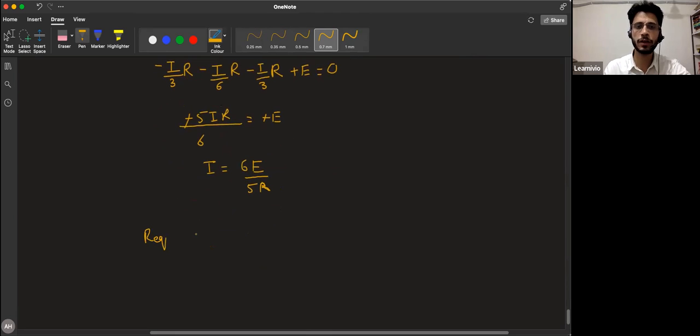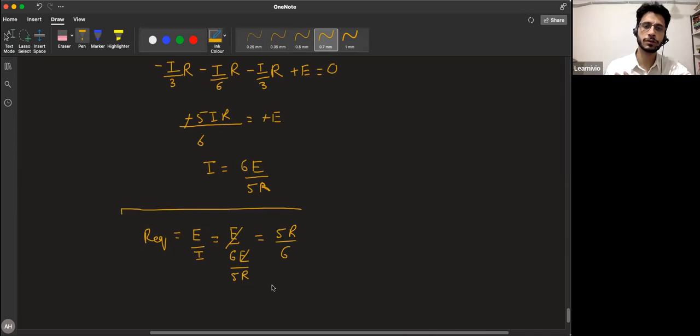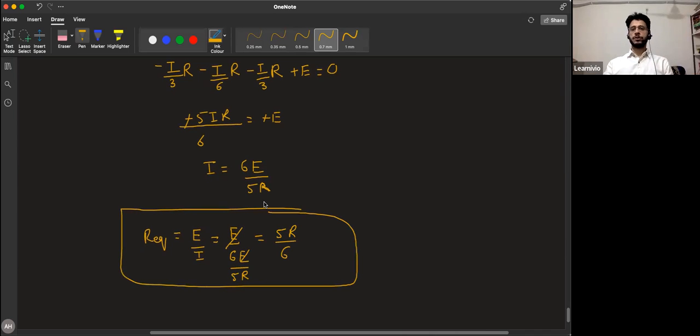So what will be the R equivalent? R equivalent will be total voltage, which is EMF, divided by total current I. So EMF is E. Total current is 6E by 5R. E will cancel this E and you will have 5R by 6. This is the R equivalent across the circuit. So this is how we calculate R equivalent if series and parallel combinations are not given.